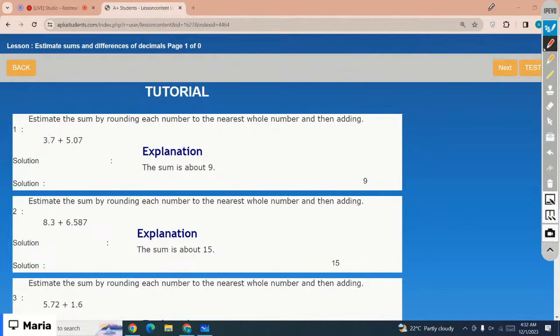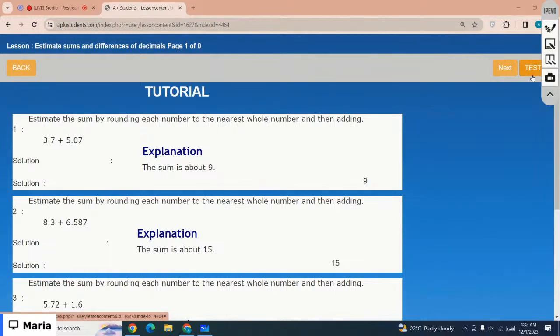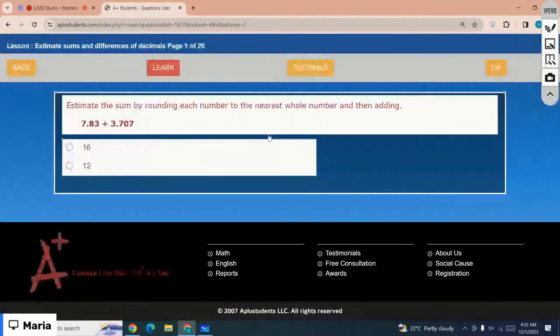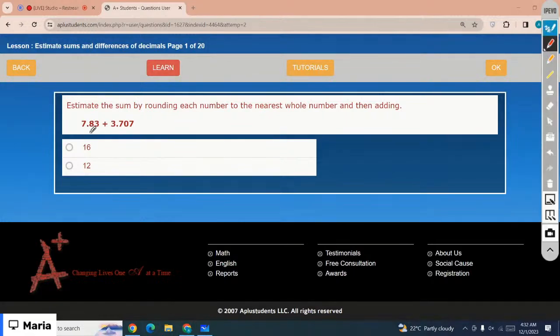Let's just start with the test questions. Okay, estimate the sum by rounding each number to the nearest whole number and then adding. Let's just see how we round off these numbers. Here is 7.8. Just look at the very first position right after the decimal because you need to round to the whole number. That is 8. And 8 is greater than 5. That means you need to round up. Round up means you need to add 1 to the whole number. So it would be rounded off to 8.